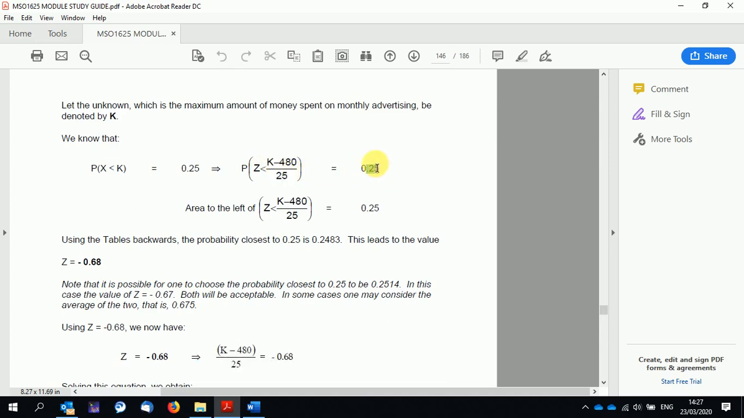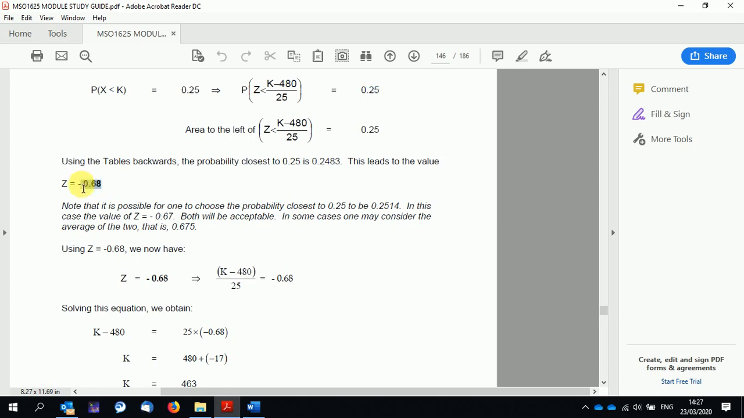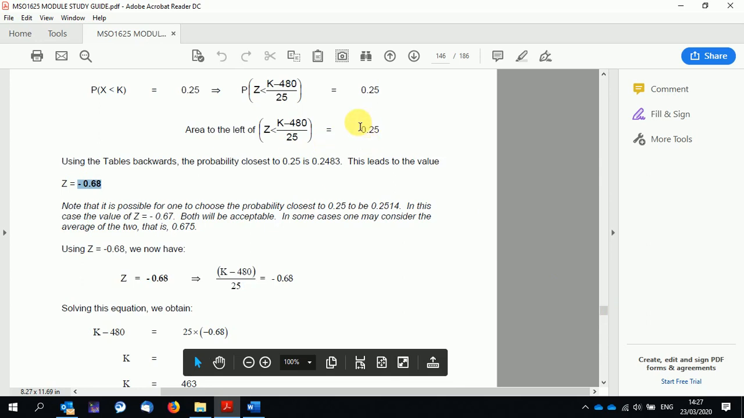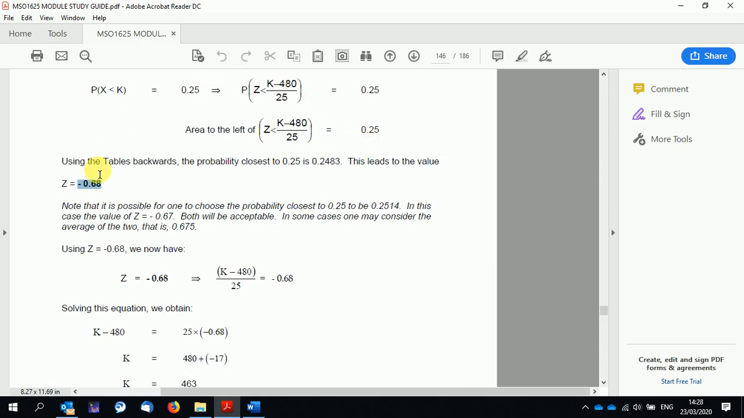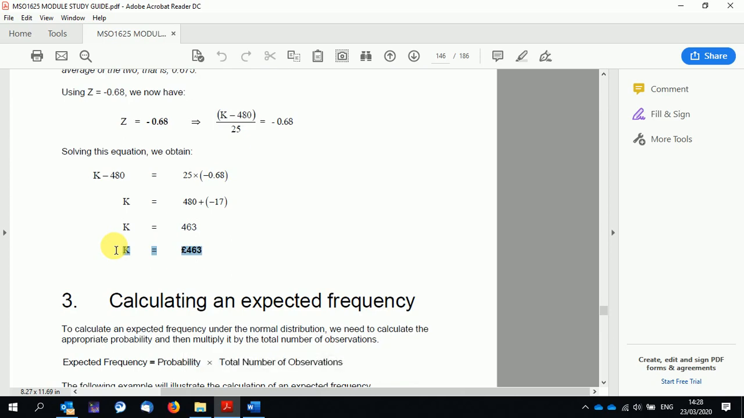Now probability is given to you, so we need to use the inside part of the table and find the value of k minus 480 divided by 25. That looks like 0 minus 0.68. Double check this. So 0.25 is the probability. Remember, so where you need to look for the 0.25, and how do you find the minus 0.68? This number here is minus 0.68, and you can change subject of formula and find the value of K, which is 463 pounds. So quite easy.